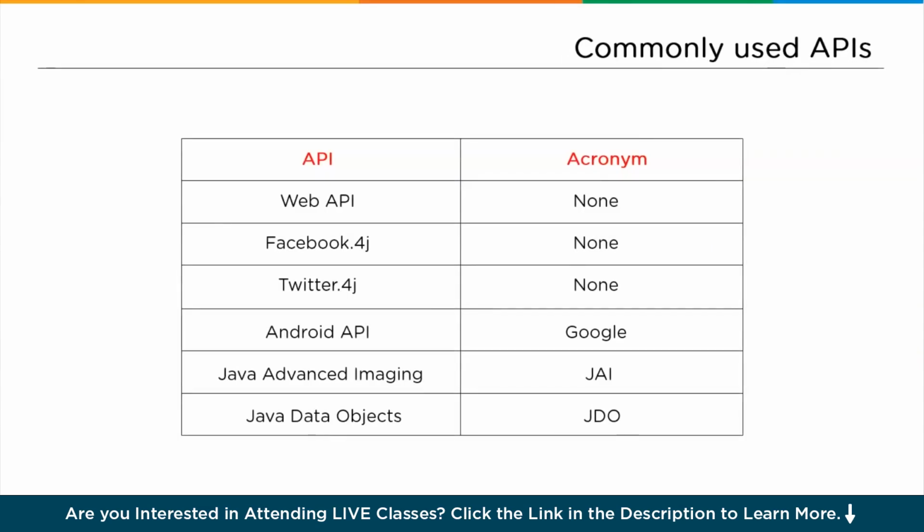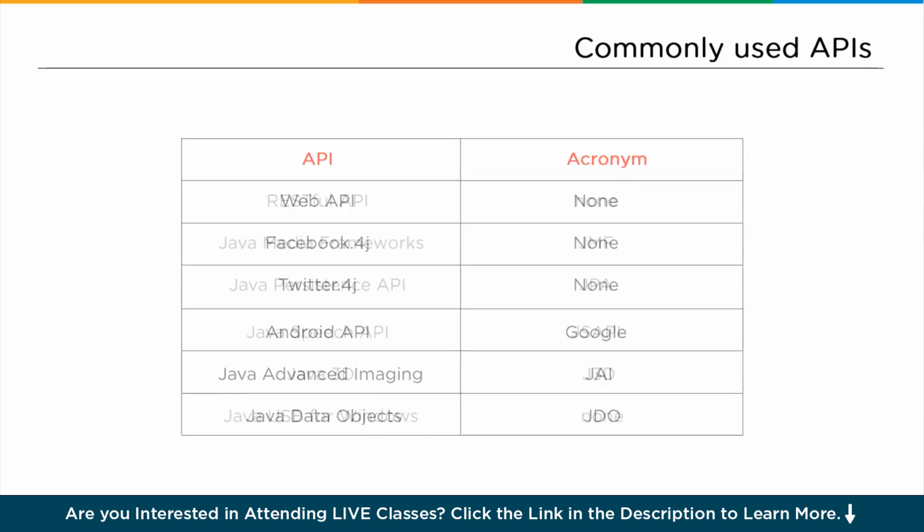So this is the list of most frequently used APIs in real time. We have Web API, Facebook4J, Twitter4J, Android API, Java Advanced Imaging, Java Data Objects, and you can also see the acronyms for them in the right column. Some of them have no acronyms and some of them have acronyms. For example, we have Android API as Google, Java Advanced Imaging as JAI, Java Data Objects as JDO, etc.